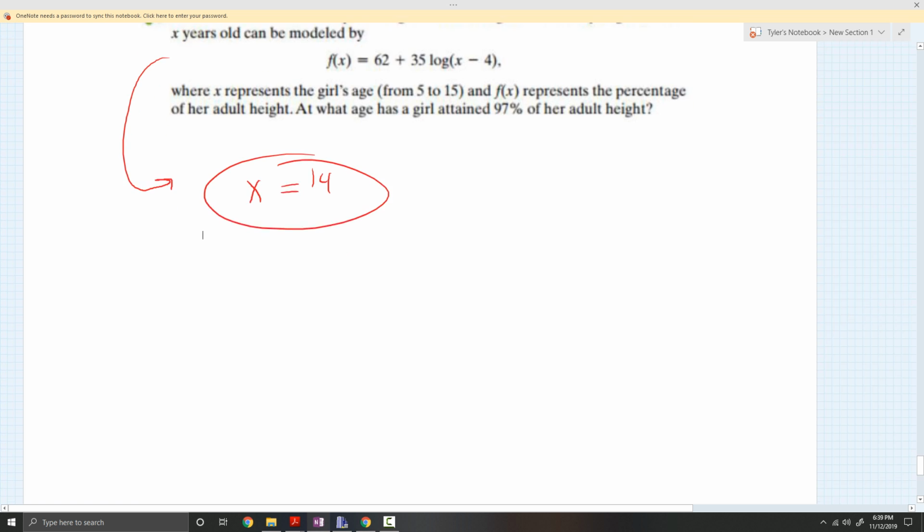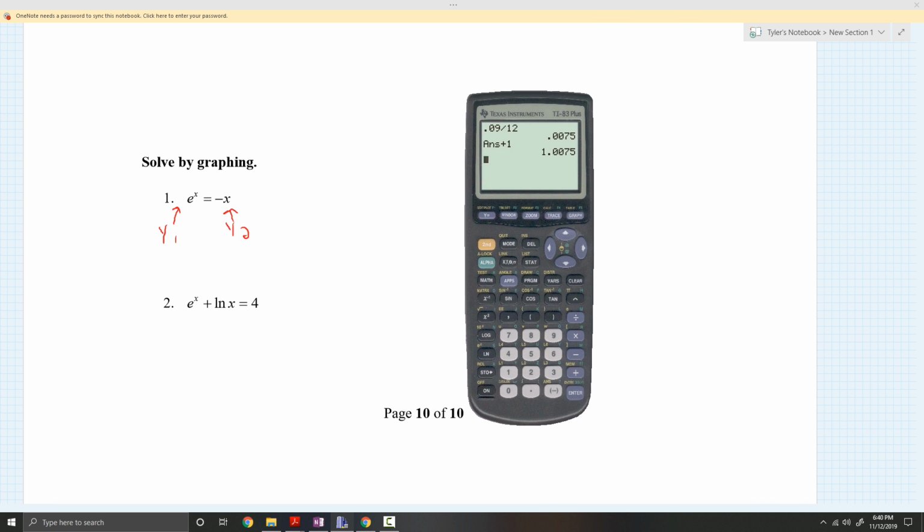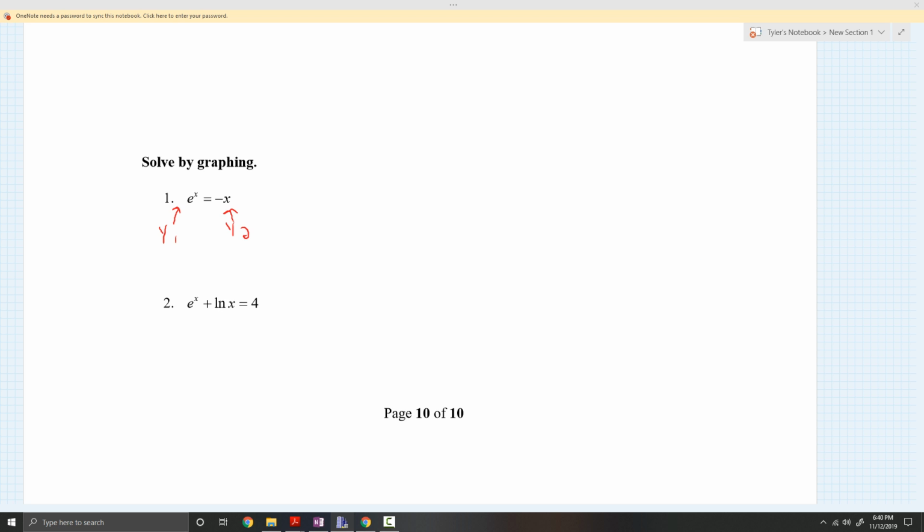So then what I want to do is look down here at the solve by graphing. So how to solve this by graphing is you can let y1 be one side of the equation and y2 be the other, and then where the graphs intersect are going to be the solution or the solutions, right? There could be more than one. So for this example, I'm going to get my larger graphing calculator, the one I've used before.